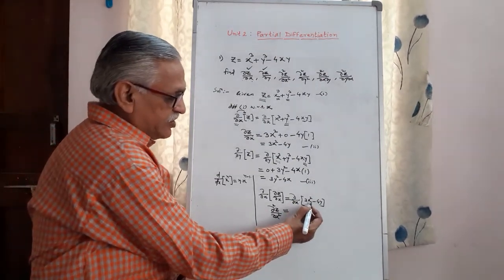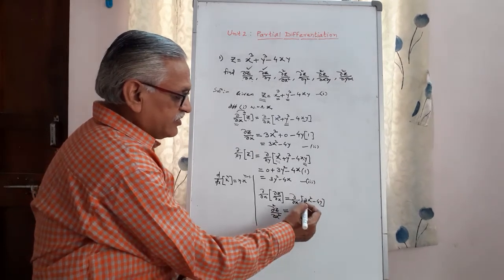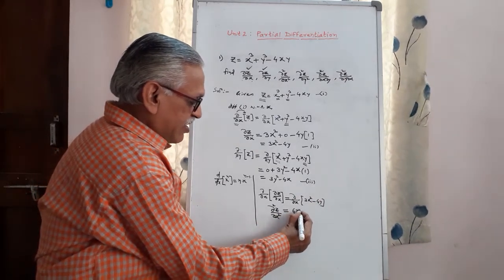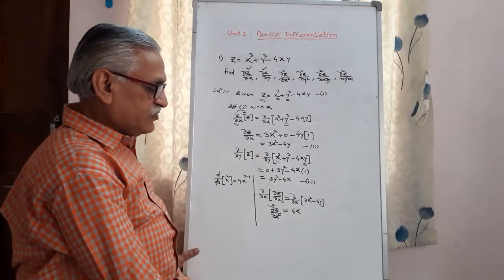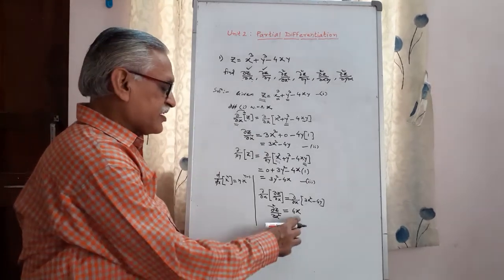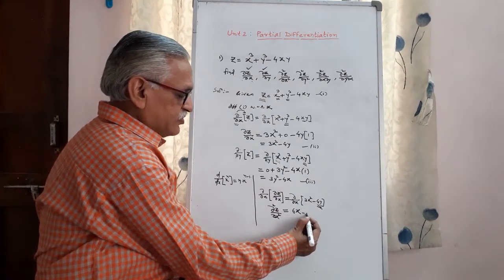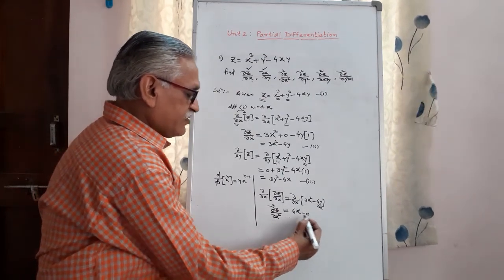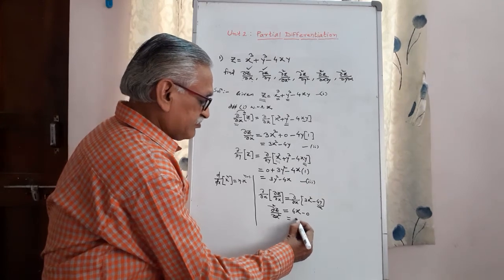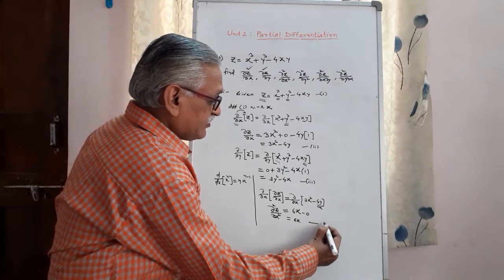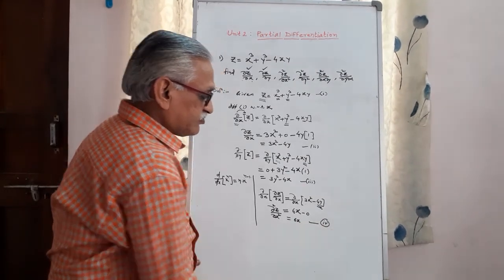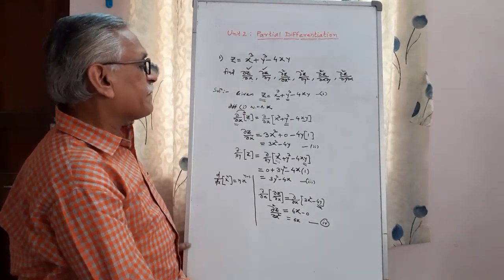Therefore the derivative of this term by standard result 3 is 6x raised to 2 minus 1, we get 1, means 6x, and this is a constant term, therefore its derivative is 0, and we get the value as 6x. Equation 4.